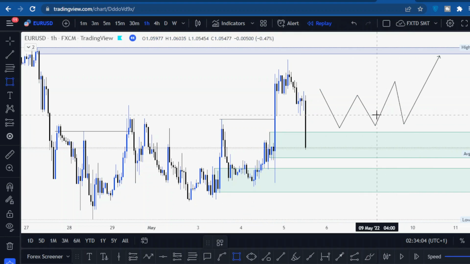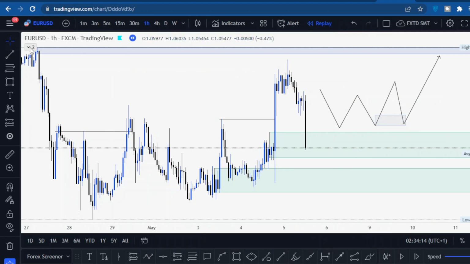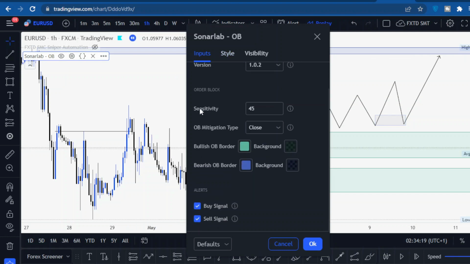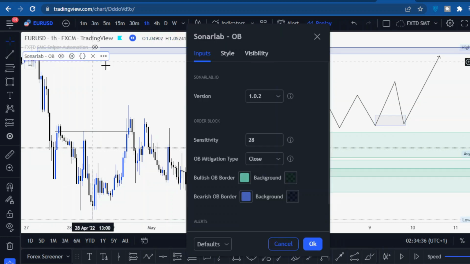Another good thing about this indicator is that it also shows lower time frame order blocks. Now there are different settings. Once you come here, you can click on settings and change the sensitivity to 45. It's going to be 28 by default. You can see that there is a lot of noise with the 28 order blocks, so just change it.